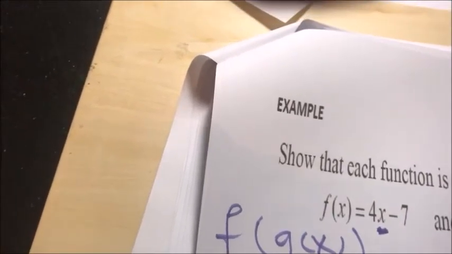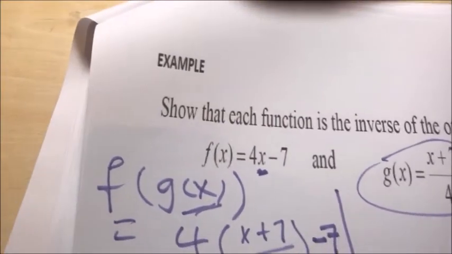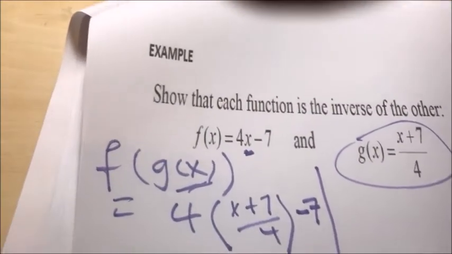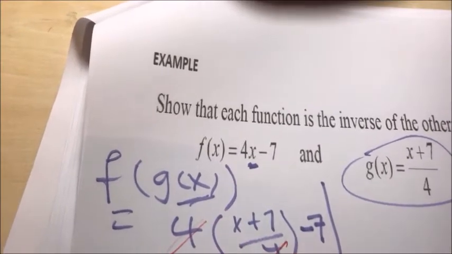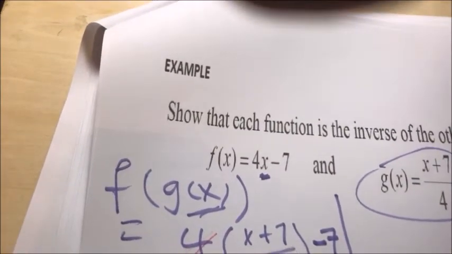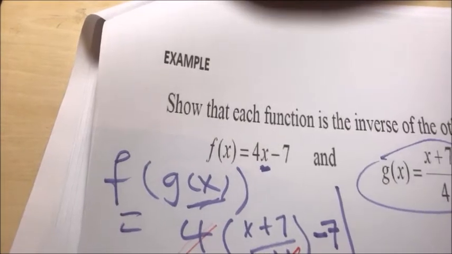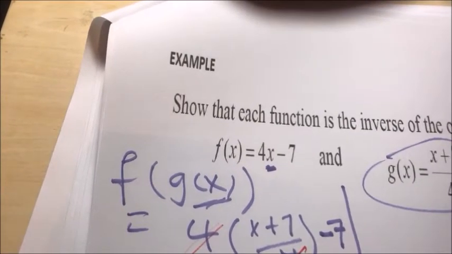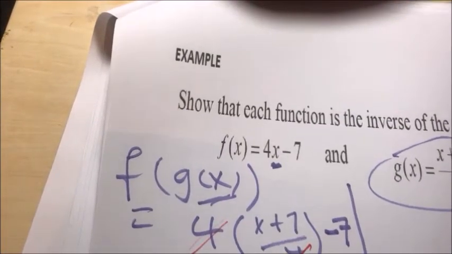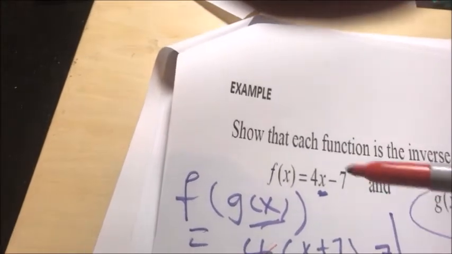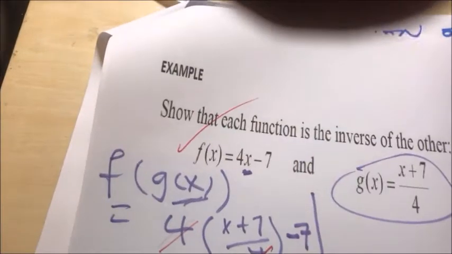All right? And so now I'm going to do some calculation. Well, since the 4 here is on the side and the 4 is on the bottom, you can cancel them. And so what you're left with is x plus 7 minus 7, which is just going to be x. So I got x. So far I'm good on the left hand side.